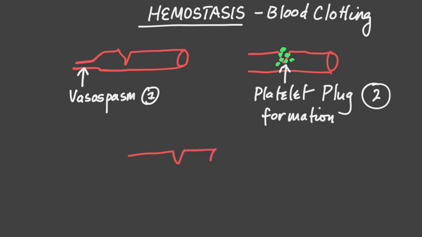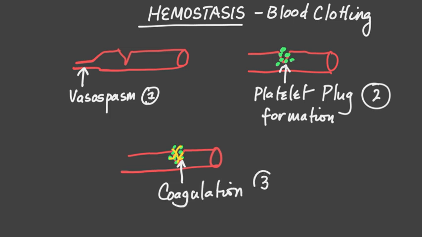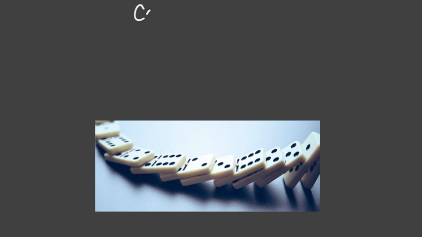This platelet plug is further secured by fibers that tie them up together, and these fibers are called fibrin, which is the clot. Fibrin comes from fibrinogen, which is a soluble plasma protein that's already present in blood. So this process is called coagulation. So we have three stages: vasospasm, platelet plug formation, and coagulation.